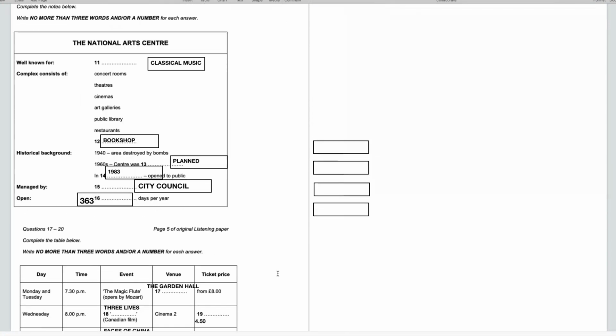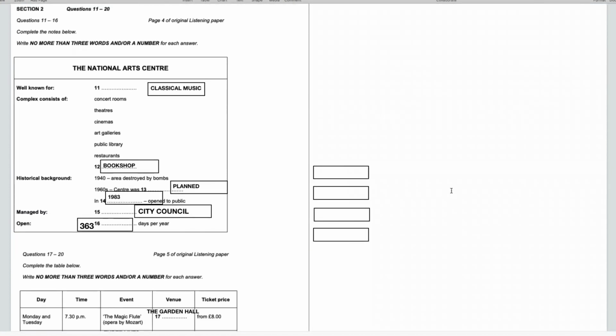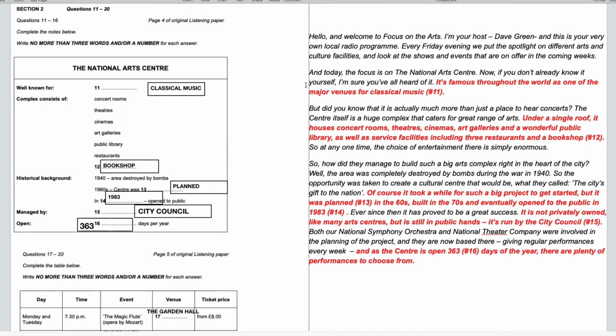So I'll scroll back up, and soon you will see the transcript of the entire section on the right-hand side. Okay, and here we are with our transcript. So we'll start from the beginning, and you saw that it came very much in order, just like it would for this question type. Now, he starts off by saying it's famous, so the National Arts Center is famous throughout the world. And I did mention this when we were going through our keywords.